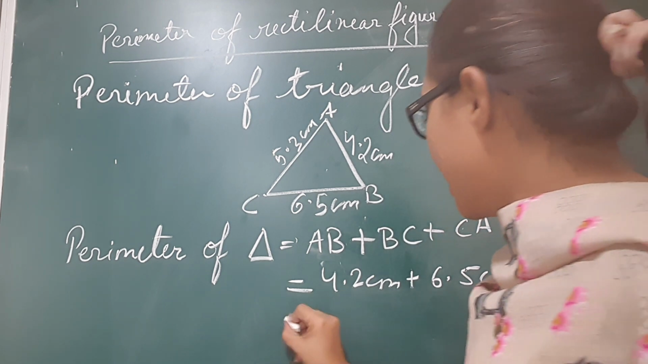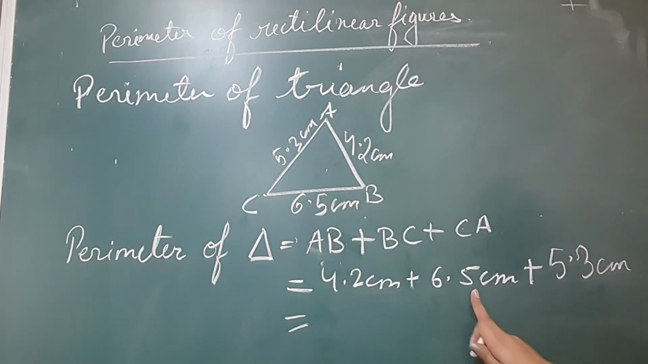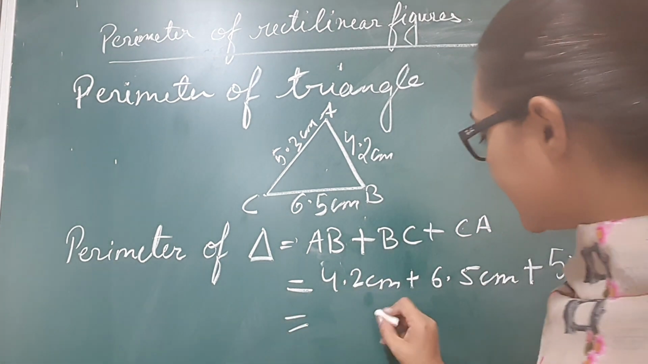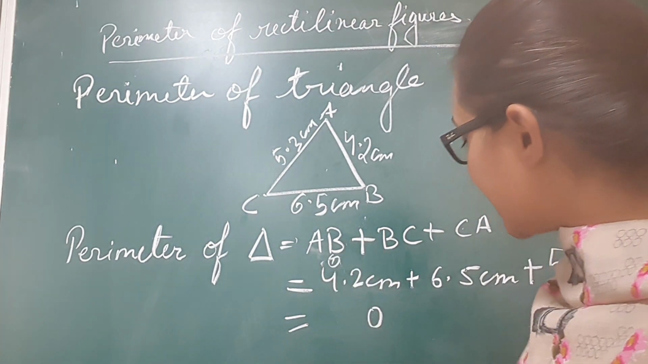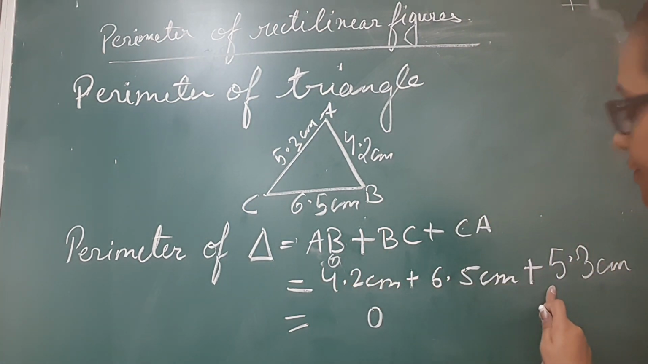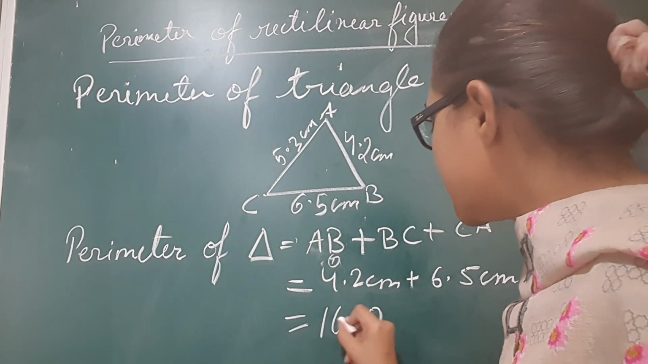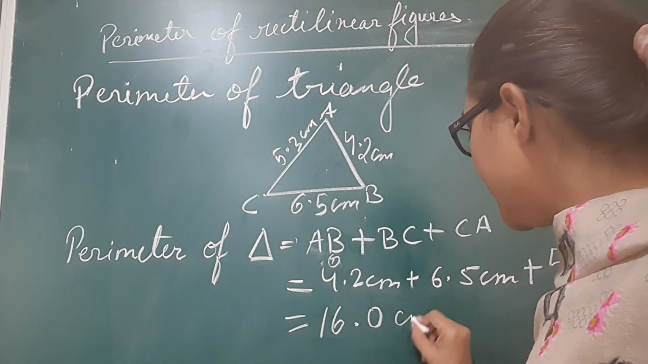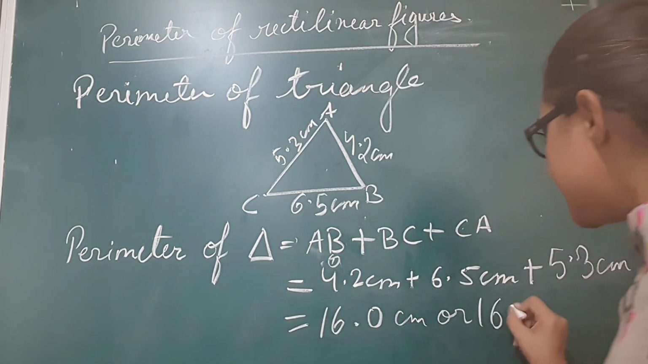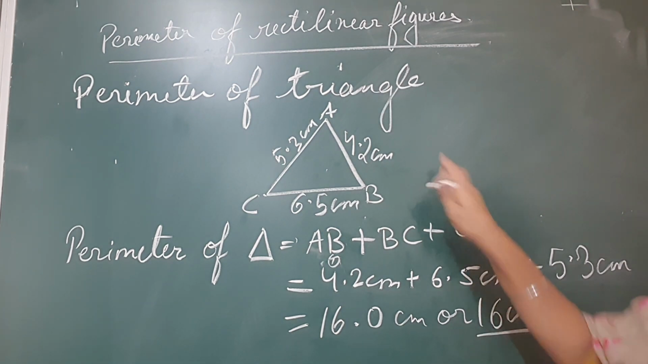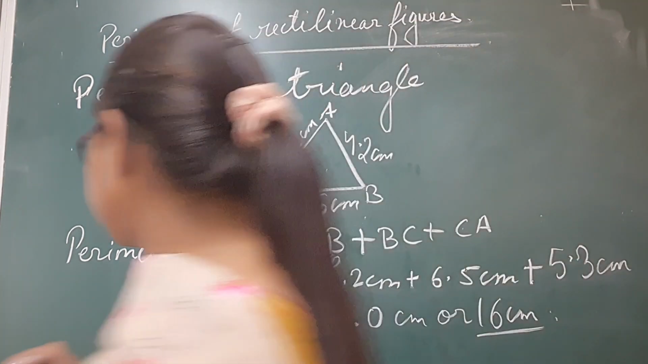Okay. So you have to add all this. 3, 5, 8 plus 2, 10. So 0, 1 carried over. Here 10 plus 5, 15, then 16. 16.0 centimeter, or else simply you can write 16 centimeter is the perimeter of this triangle.